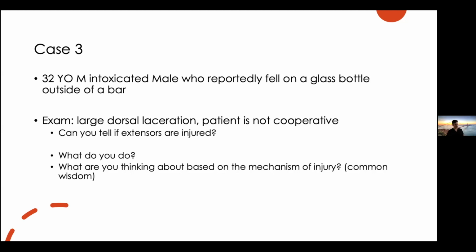The other way you can tell, you can also do tenodesis to some extent. And you're right though, the position of the fingers is a giveaway. So you don't even really need this guy to cooperate. You can watch him move for a few seconds, and you can tell if there are lacerated extensor tendons. But in any case, on this patient, it's likely going to need an exploration when it's glass.